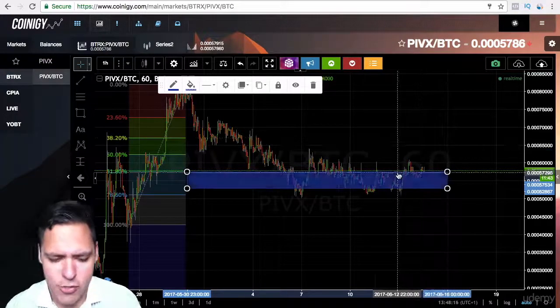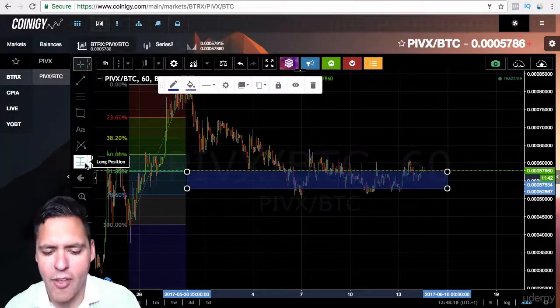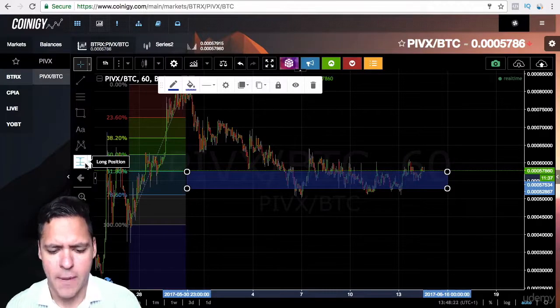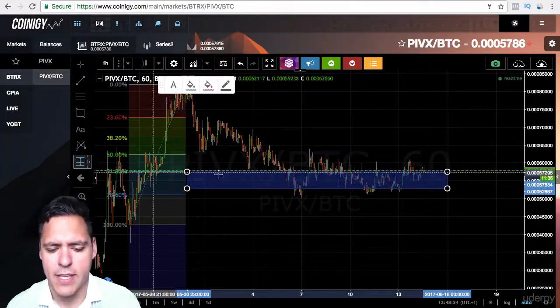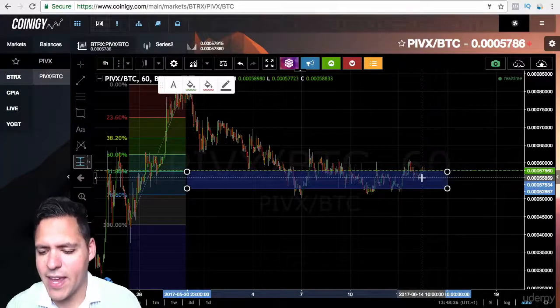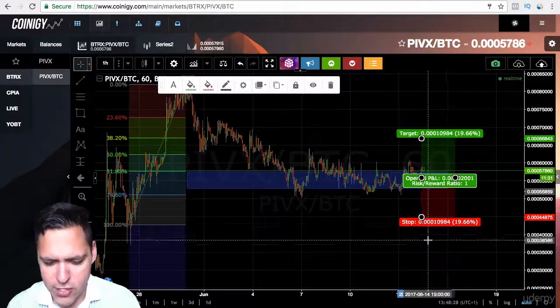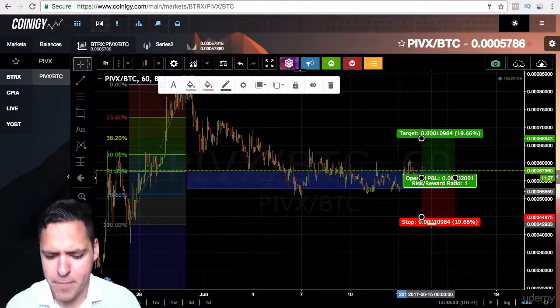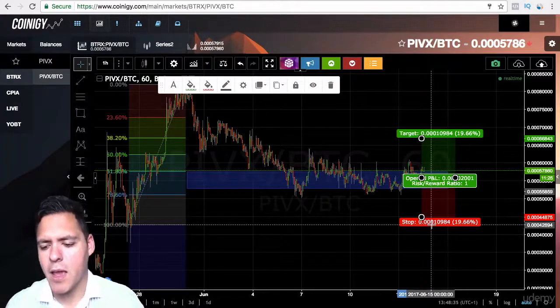Now, let me show you something else that can be overlaid on top of the price, the OTE, and that is the long position. If we get that and enter it into this area, this will show you your potential risk reward ratio. Ideally, you want it to be about 2 to 1.